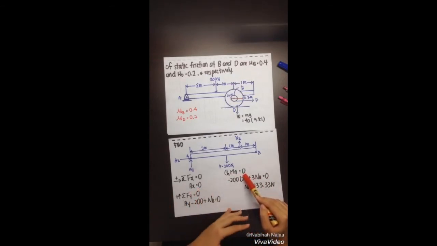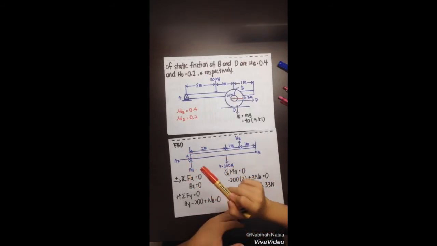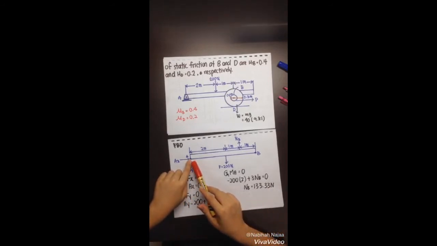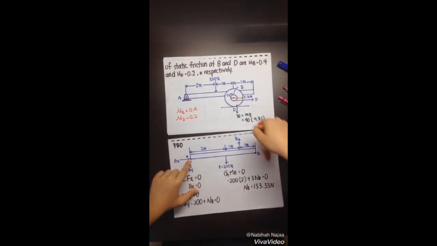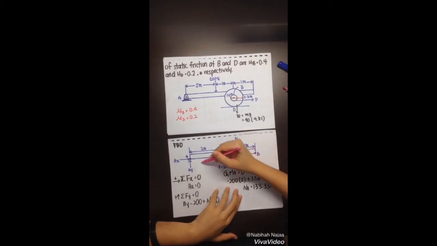So which point should we choose? A or B? For sure we will choose point A, because point A has the most number of forces compared to point B. So if you choose point A as our moment point, and also remember, if the direction turns clockwise, it will be negative. If the direction turns counterclockwise, it will be positive. So we elaborate our equation. Force times distance.